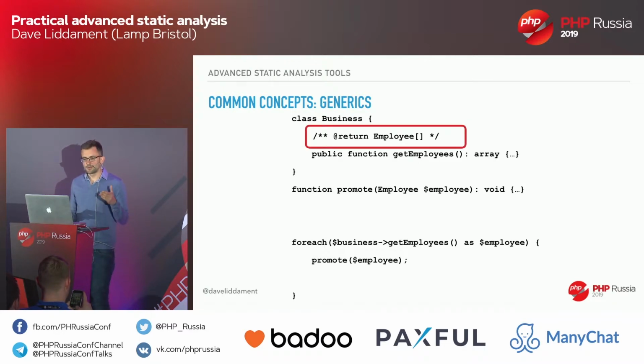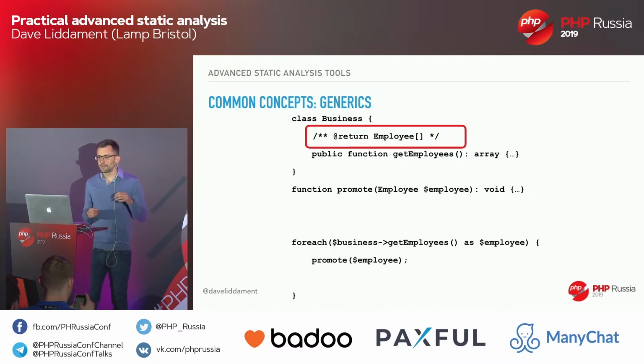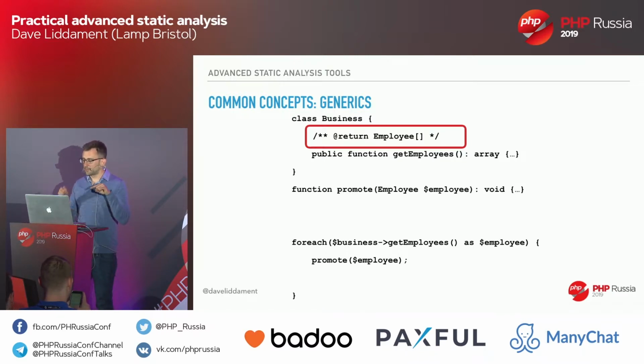So what we can do is, instead of saying in the doc block that we're returning an array, we can say we're returning Employee, open, close, square brackets. And what that means is we're returning something we can iterate over, and each of the values is of type Employee. And what Psalm will do is it will look inside that function, and if you ever try to add something which isn't an Employee to the array that it returns, it will flag that up as an error.